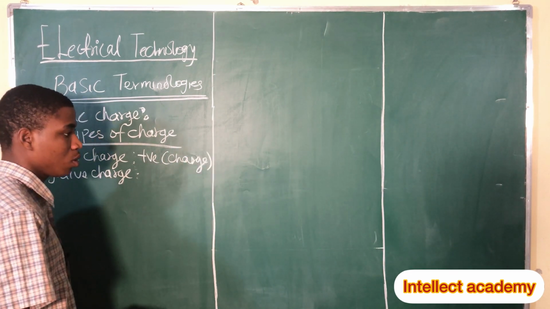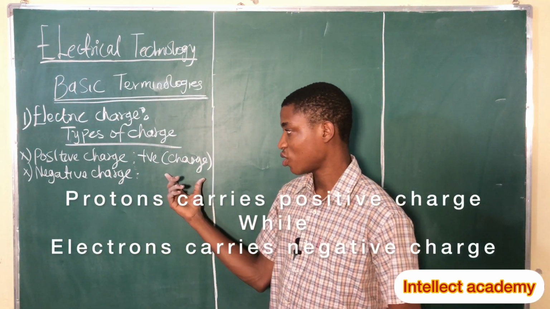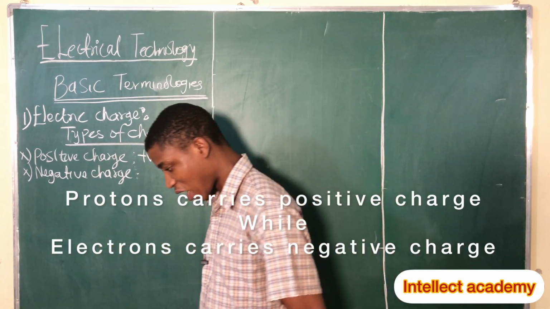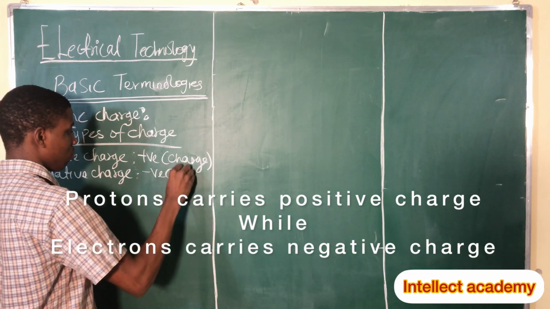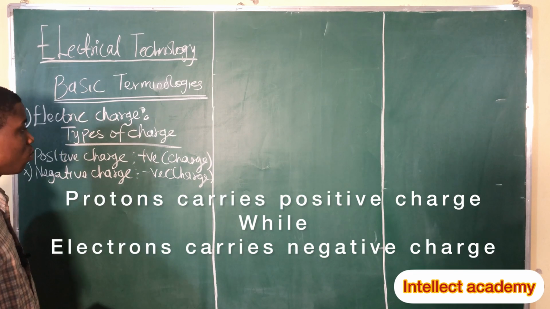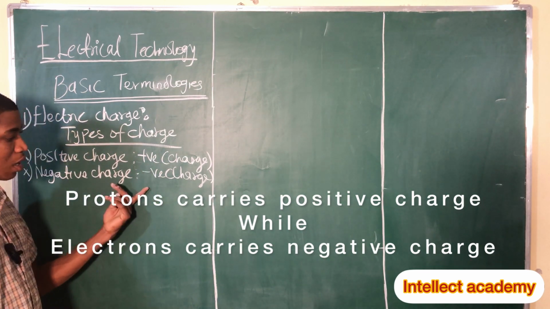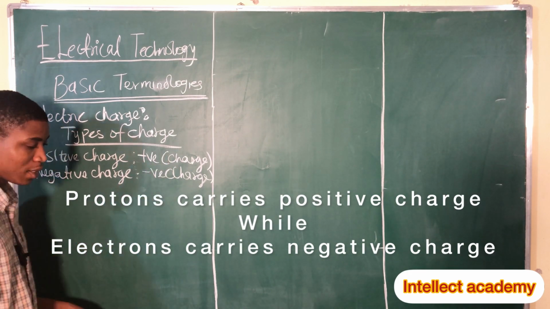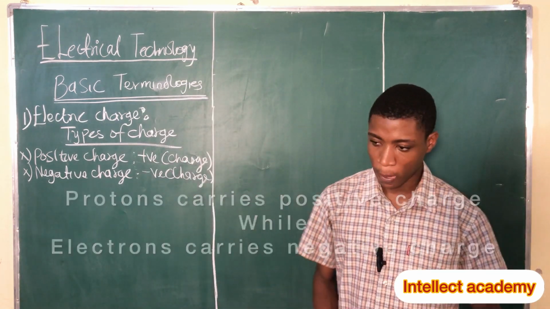Now take note. Protons do carry positive charge. So positive charges are protons, while negative charges are electrons. Take note, these are protons, but these are electrons. These are the symbols for them. Very important.